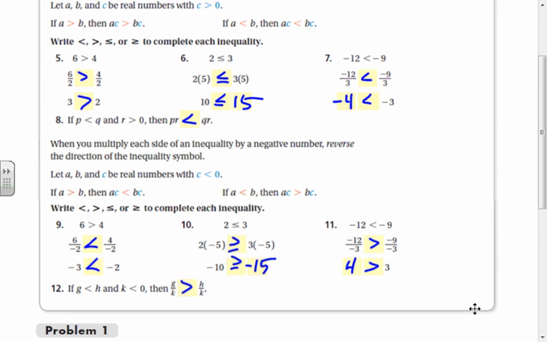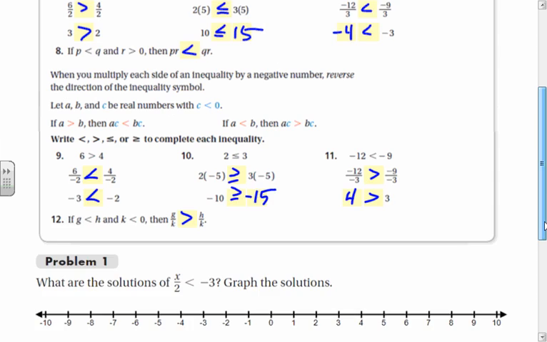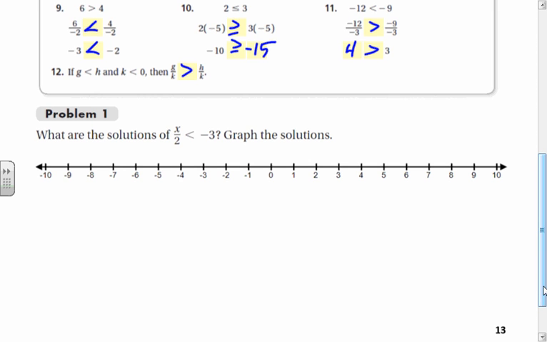All right, so here are your answers to those, and you can see that when you are multiplying or dividing by a negative, you need to reverse the sign. So think about what you're doing as you're solving it. In this first problem, I'm dividing by 2. So to solve that, I'm going to want to multiply both sides by 2. When you multiply by a positive number, it doesn't change the sign. So my sign is going to be the same, and I get x is less than negative 6.